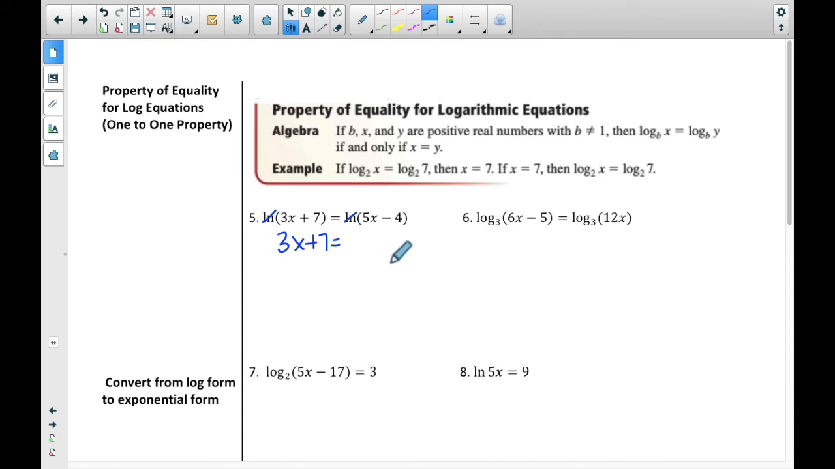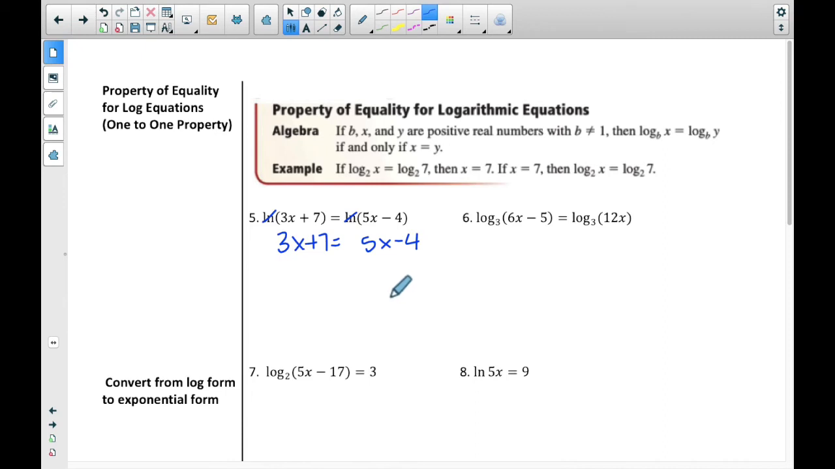Now, you can't cancel a log like you cancel a fraction. That's not what we're doing. We just basically skipped a step. We are taking e to the power of both sides, and we'll talk about that in a minute. But the point is, you can drop it off. If they're the same base, you can drop it off.